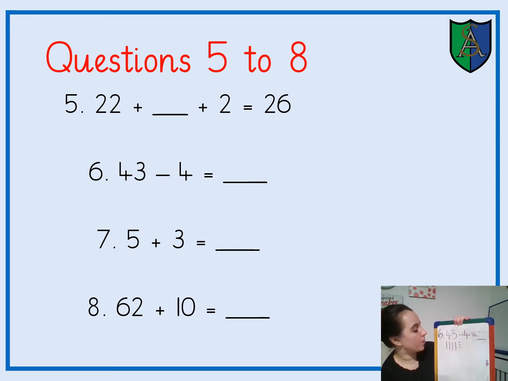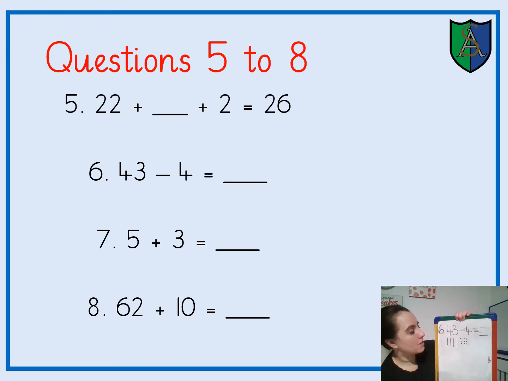Then what I'm going to do is get rid of one of my 10s and swap it for 10 little ones. 1, 2, 3, 4, 5, 6, 7, 8, 9, 10. Now I can take away those 4 1s. Watch how I do that. 1, 2, 3, 4. Okay, taking them away, cross them off.